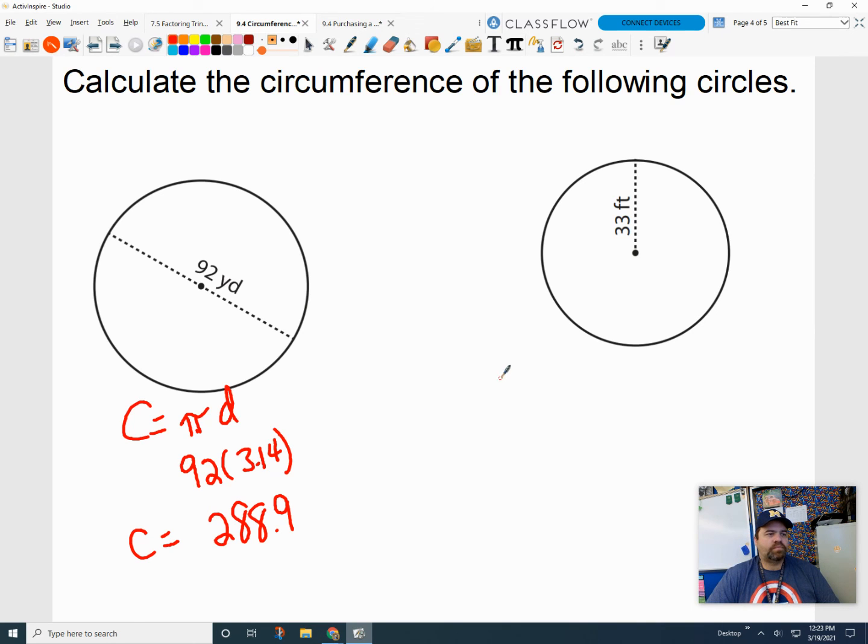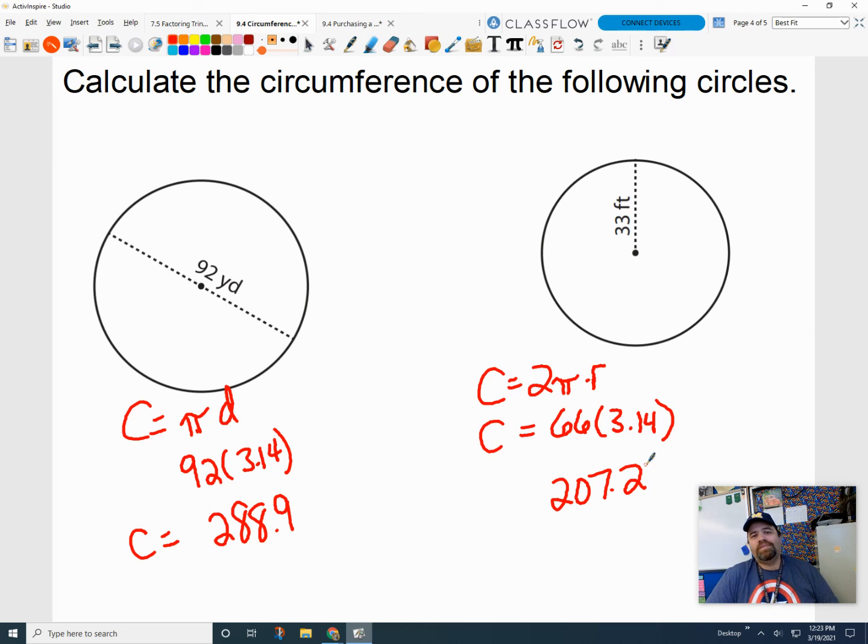It's not a thing. All right, so this guy, we're going to double because it's given a radius. So I'm going to double 33, that's 66, times my pi value. I got 207.2.